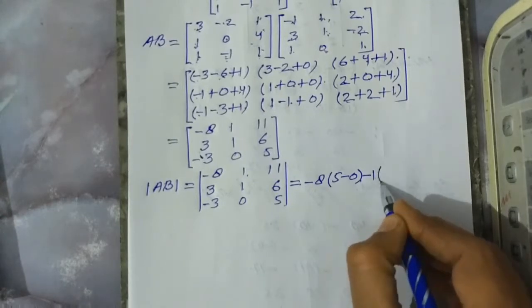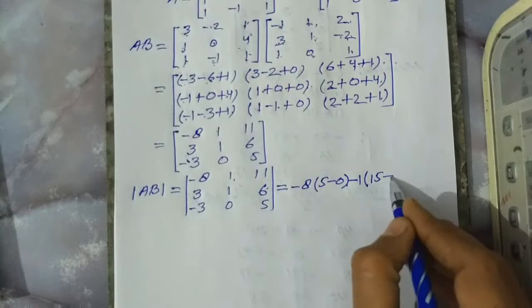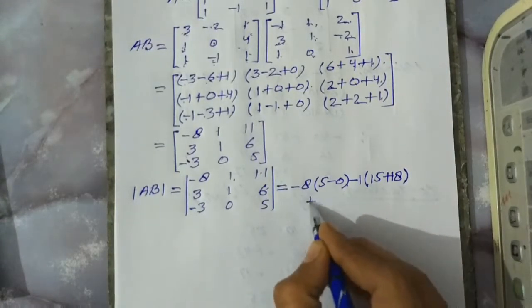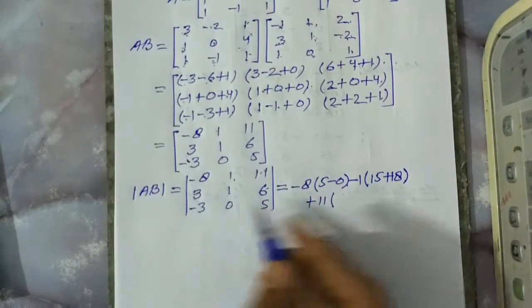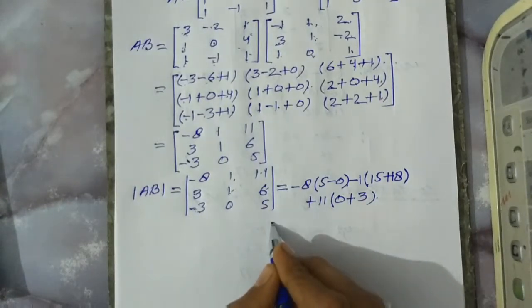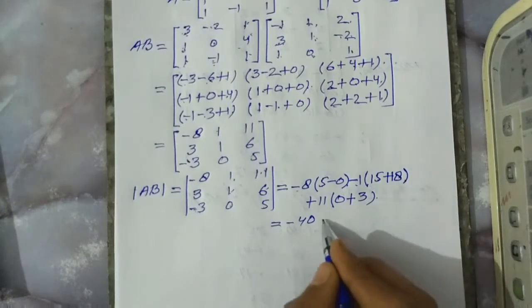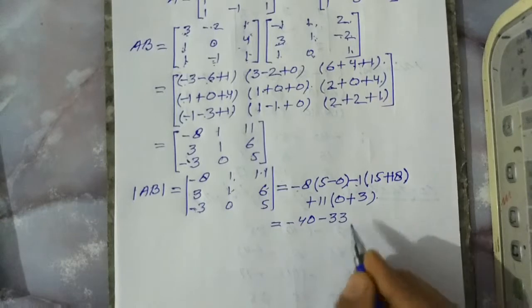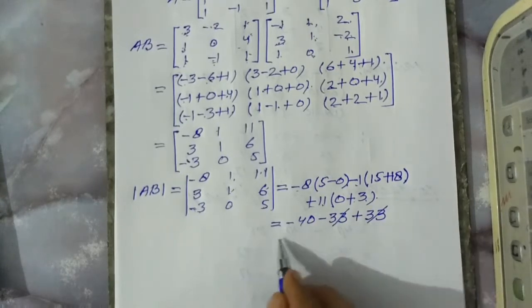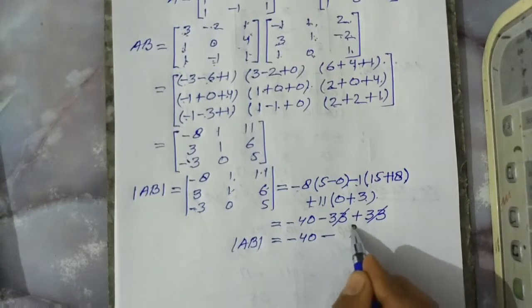Then the next element with the negative sign, bracket, this column, this row vanished. 3 5s are 15, minus 6 3s are 18, minus 18, so minus minus becomes plus 18. The next element is plus 11 and the bracket, this column, this row vanished. 3 zeros are 0, minus minus 3, that is plus 3. So simplifying, we get minus 8 into 5, minus 40, minus 1 into plus 33, minus 33 and plus 11 3s are 33, 33. So we get negative 33 positive 33 cancelled and we are left with minus 40. So ultimately determinant AB is equal to minus 40. Let it be equation number 1.